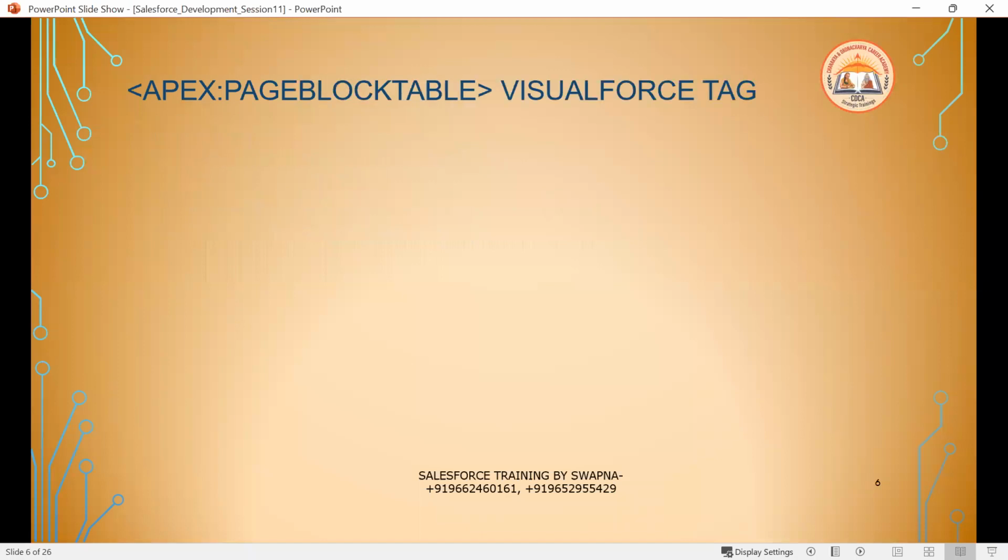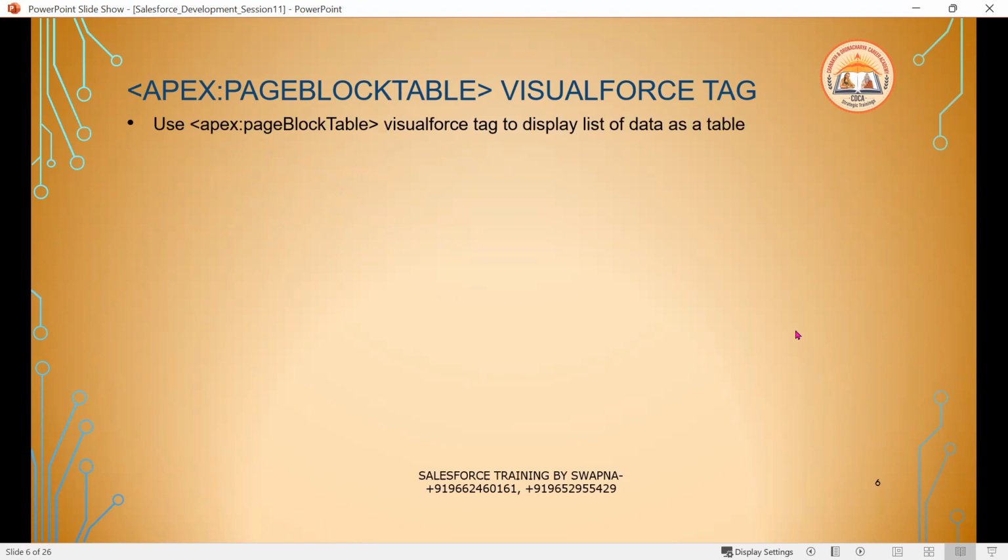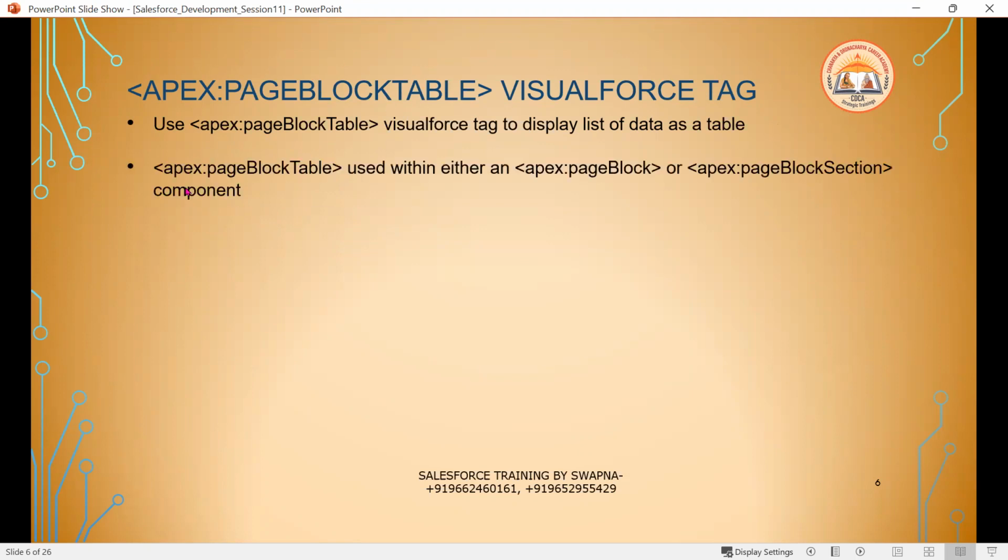Next one is Apex page block table, a Visualforce tag. Use the Apex page block table Visualforce tag to display the list of data as a table. The page block table is used within either a page block or a page block section. You have to use it within either the page block or page block section.